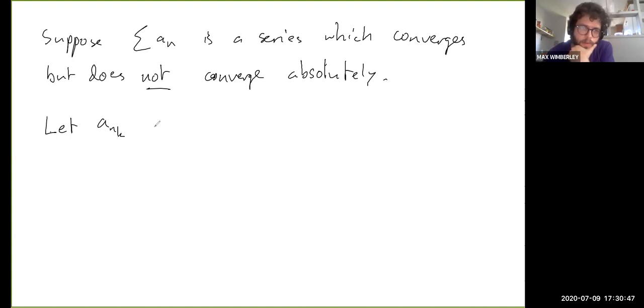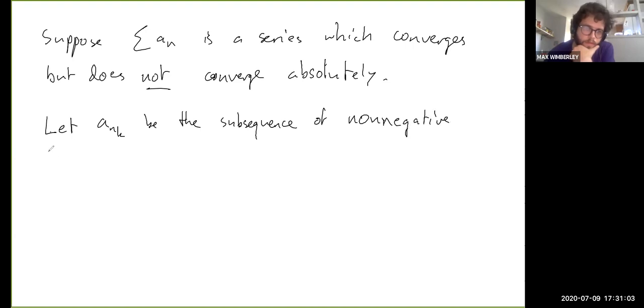subsequence of non-negative terms. So a_{n_k} is greater than or equal to 0 for all k.